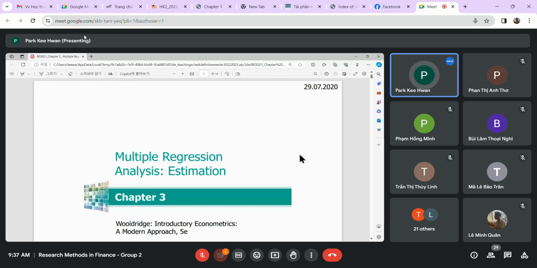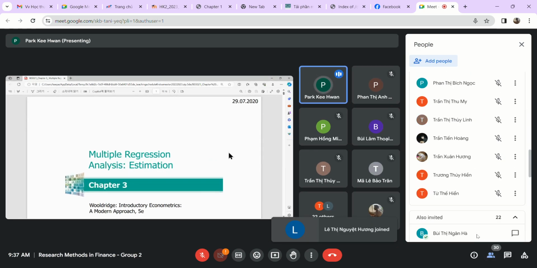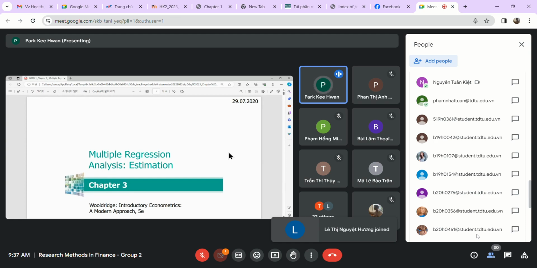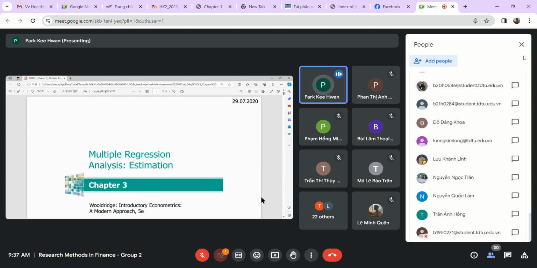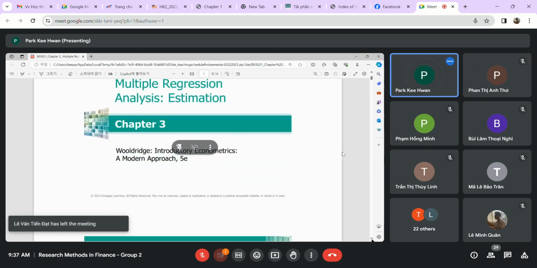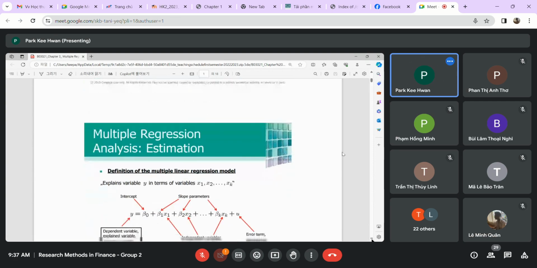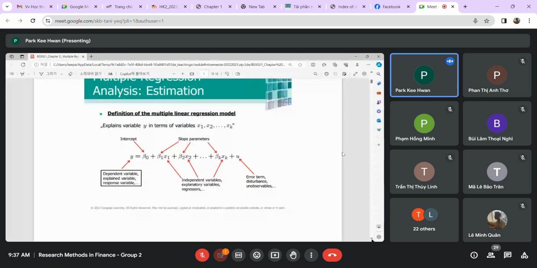Session, the last class, but it's been some weeks after we talked about this. So I want to review a little bit. Let me review the first part of these chapters. Now, what is the definition of the multiple linear regression model?